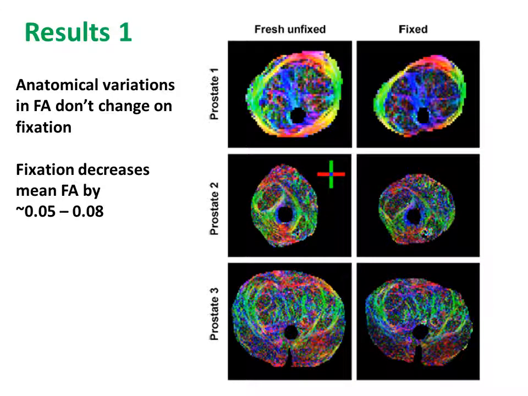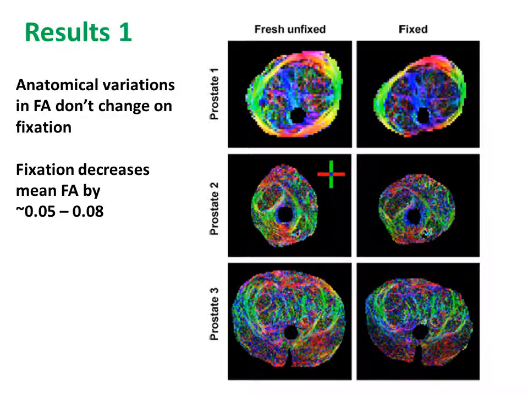So the results from this study, here's an example comparing 3 prostates that were imaged before fixation and then again after fixation. We can see that there's quite a bit of heterogeneity in the anisotropy, or the direction of the principal eigenvector of the diffusion tensor within each prostate, and we can see that this is not very significantly changed by the process of fixation, even though the shape of the prostate does change somewhat.